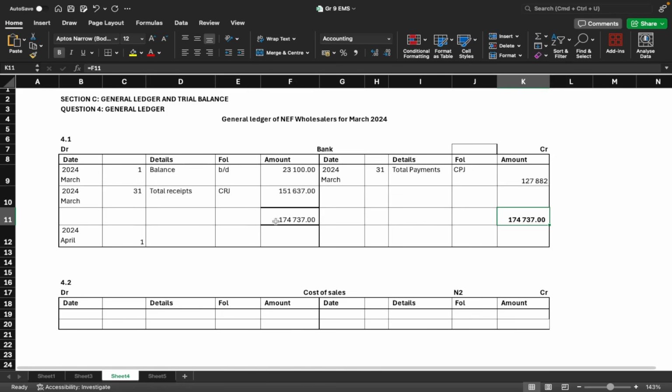Okay, so we have 174,737 rand on the debit and credit side as the totals that we have put. Remember, we put the total of the bigger side on both sides. And then we ask ourselves the question, what is missing on the smaller side? The smaller side is the credit side.